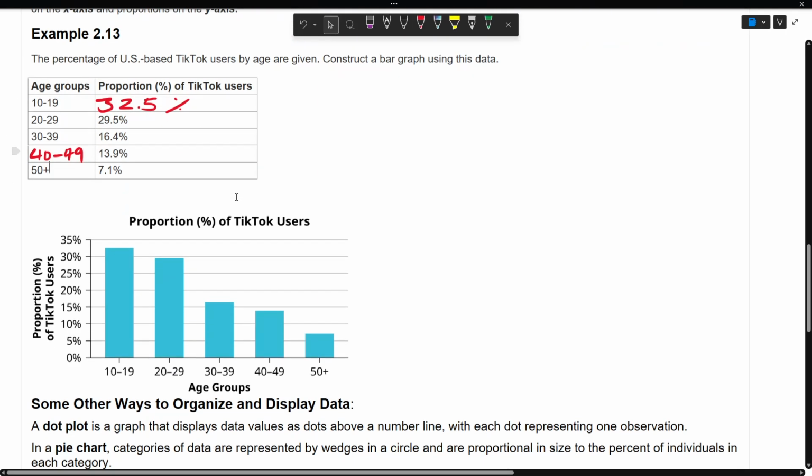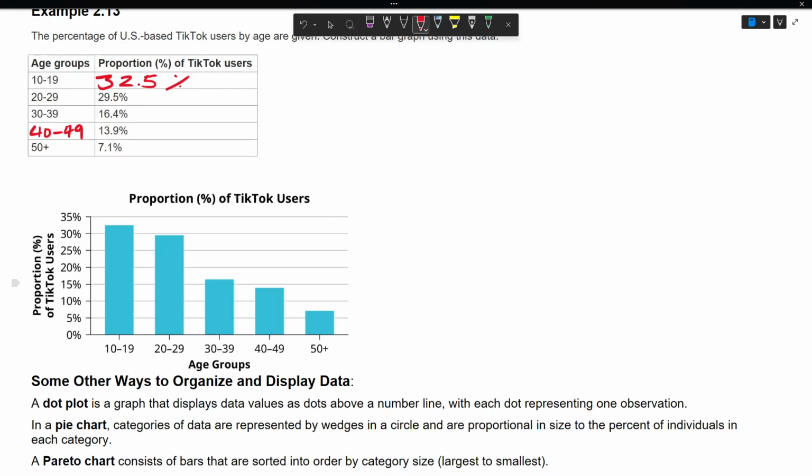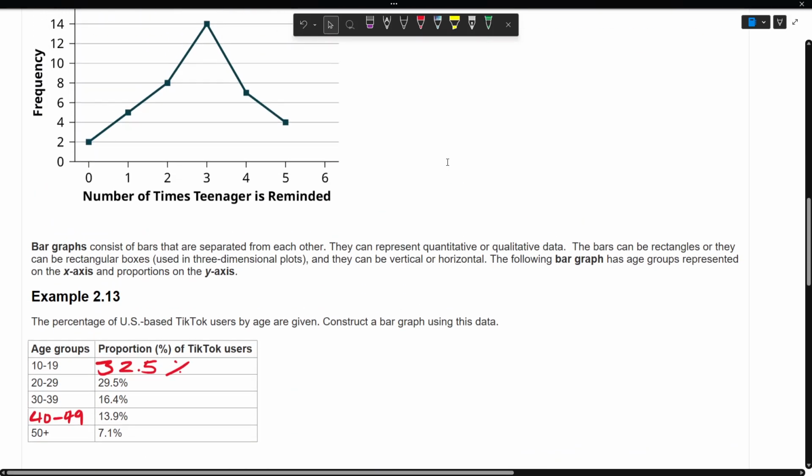And whenever you go to make a graph like this, let's just make sure that we label our axes and give it a title, right? What do these represent? These 10 to 19, 20 to 29. What do those numbers represent? Those are age groups. This 0, 5, 10%, 15%. This is the proportion or percent of TikTok users. So we should be able to look at a graph and understand what the X and Y axis are representing. Pretty straightforward types of graphs.